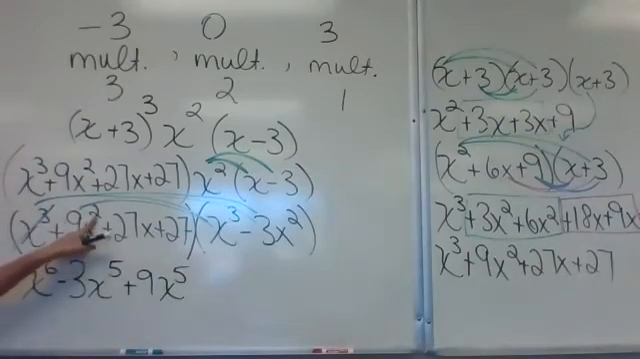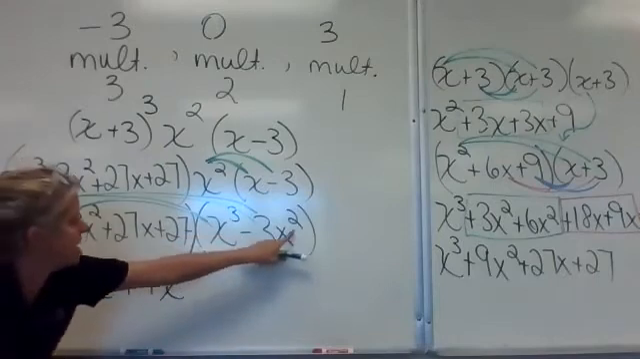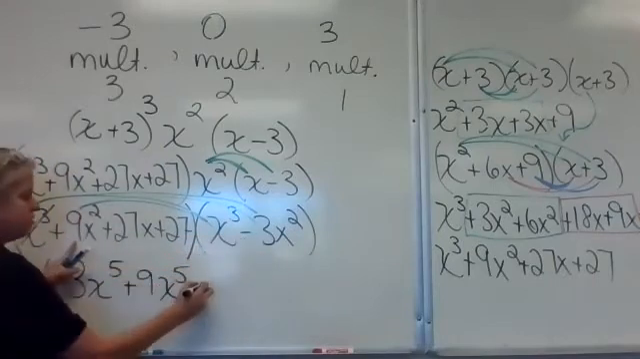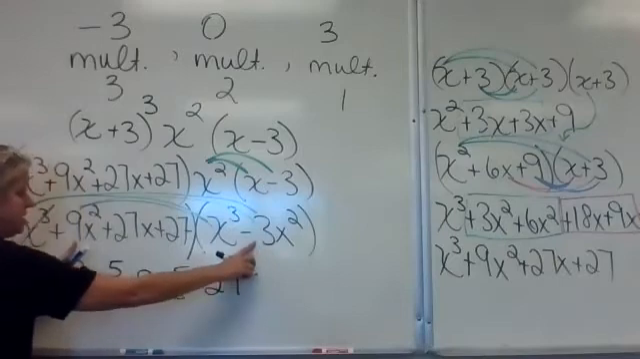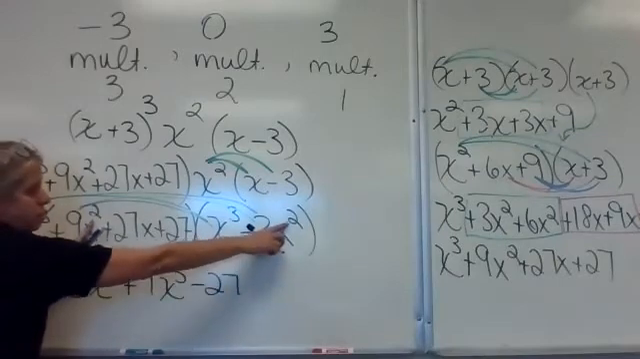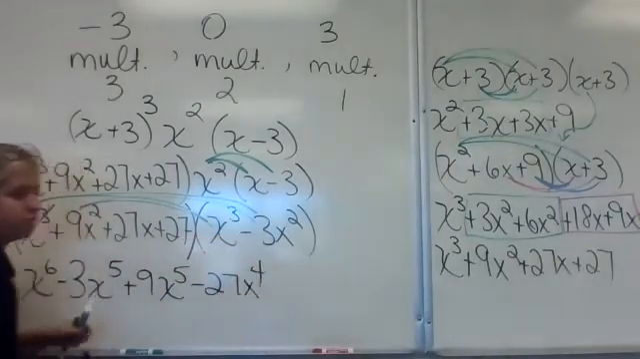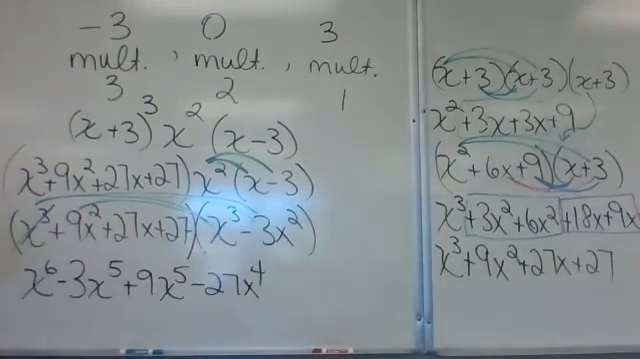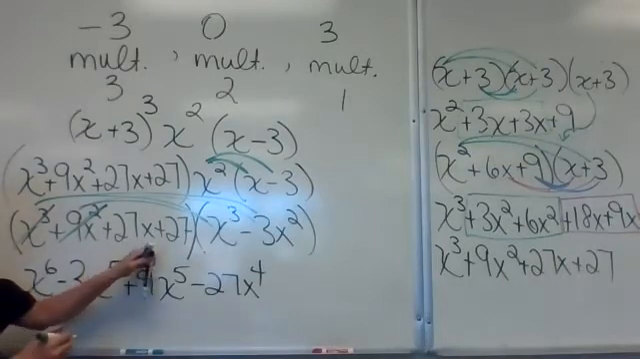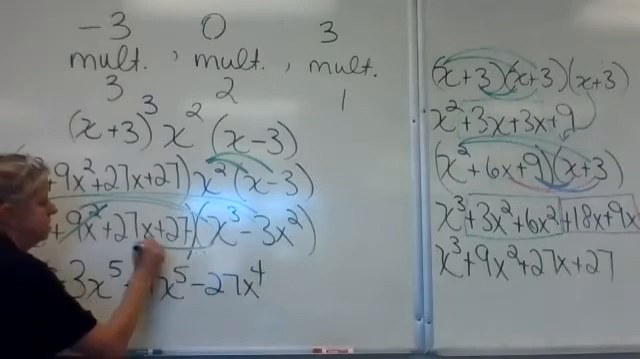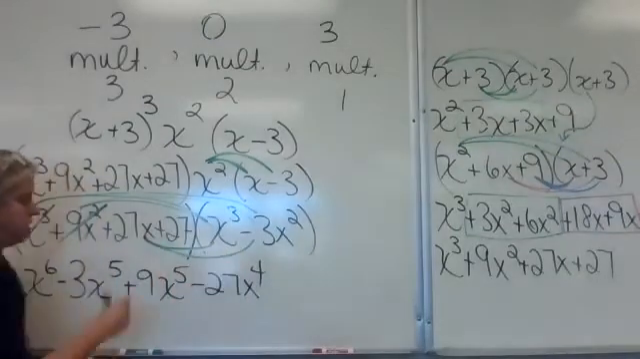Then I have 9x squared times negative 3x squared. 9 times negative 3 gives me negative 27. The x squareds, when I multiply those together, gives me x to the 4th. So now I'm done with the 9x squared. Then I'll move to this 27x. Move it to both of those.